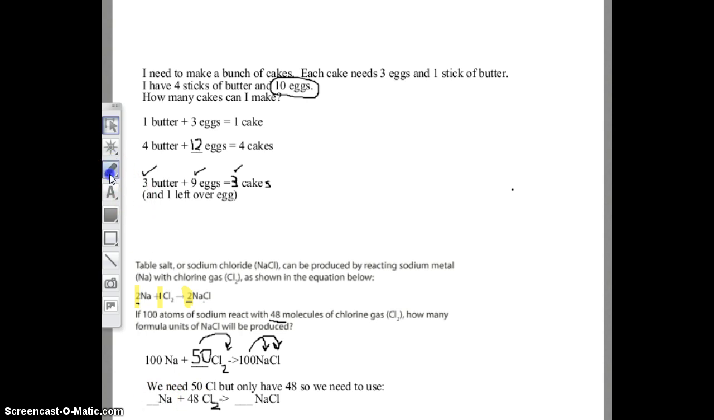Well, I'll have twice as many. So 48 times 2 is 96. And how many NaCl's will I have? Well, it's the same amount as Na, and we balance out our equation, and I get 96.